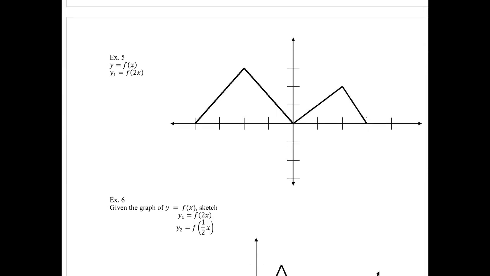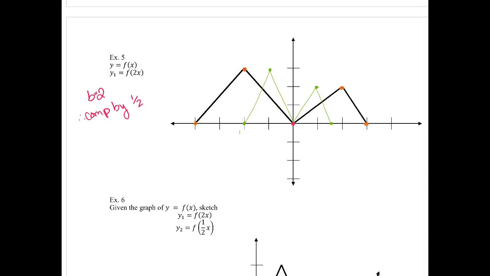So example 5. We've got y equals f of x and y equals f of 2x. Here I would recommend you pause the video, give this one a shot on your own, whether you want to do the mapping notation or just mentally think it through point by point. But I'm going to pause the video now to do mine, so I'm not going to give you a step-by-step blow by blow while I'm doing it. So please give it a shot yourself.